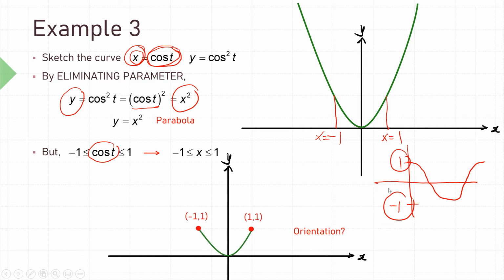All right, so if you try to substitute the value of t with 0, so it starts with t. Suppose t is 0, so of course x is equal to cos 0, which is 1, and y equal to 1. So it starts from (1, 1) until (-1, 1). Something like that.